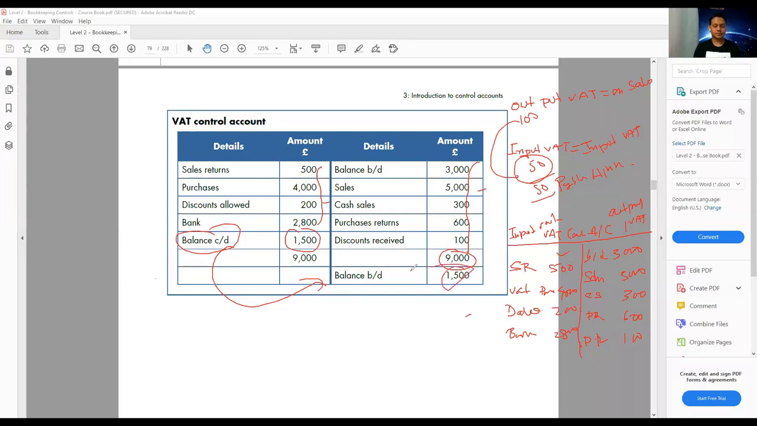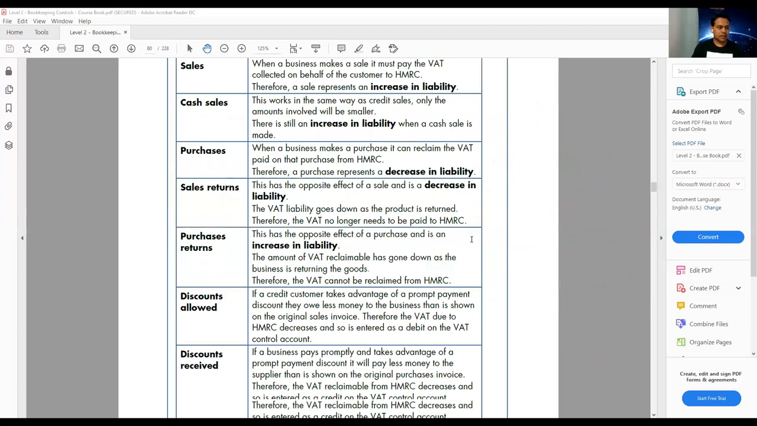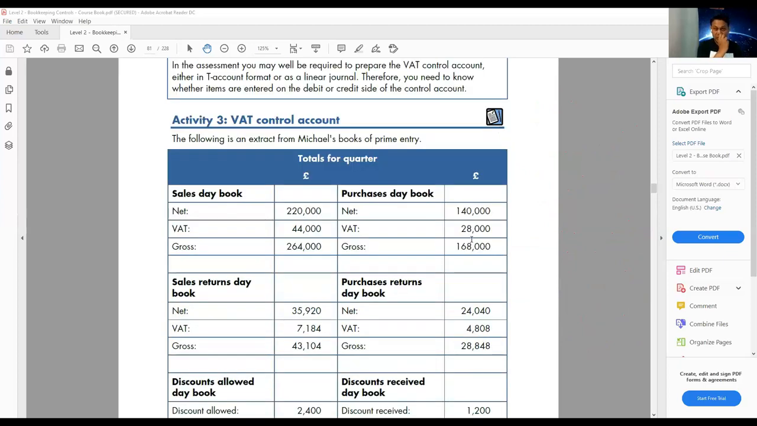You see that? All right, any question from here so far, whatever we discussed? Anything, any question? Okay, no, very good. So let's move on to one of the activities. Let's do that. Activity three.